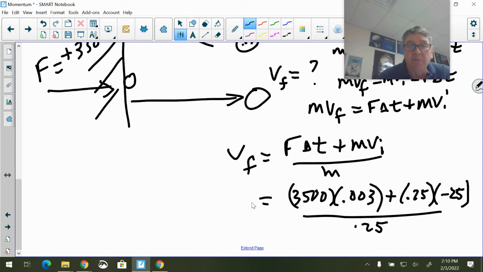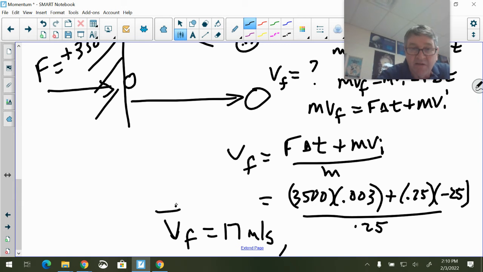Now, when you actually solve for this, you'll get a vf equal to 17. And again, because that's positive, it comes out positive, then the direction, because again, these are vector quantities. The velocities are vectors, the forces are vectors, so we need to treat them that way. And then we can say it's east. So the ball bounces back to the east.